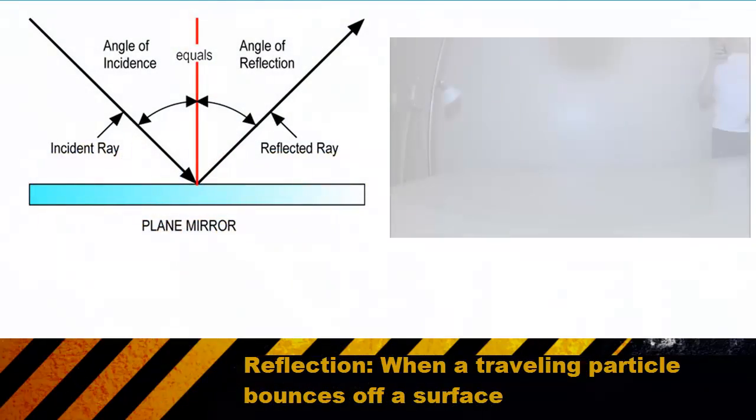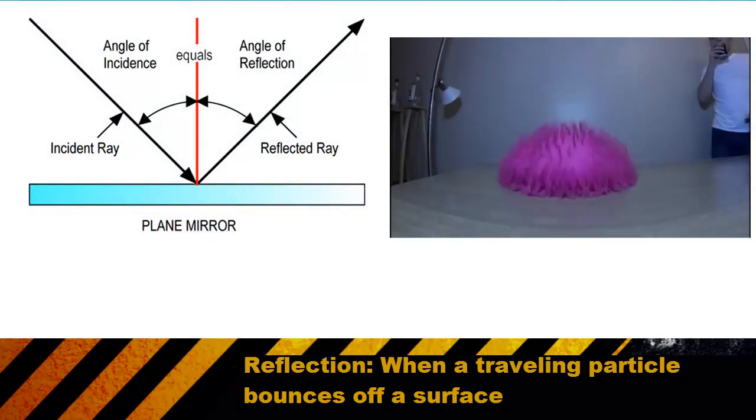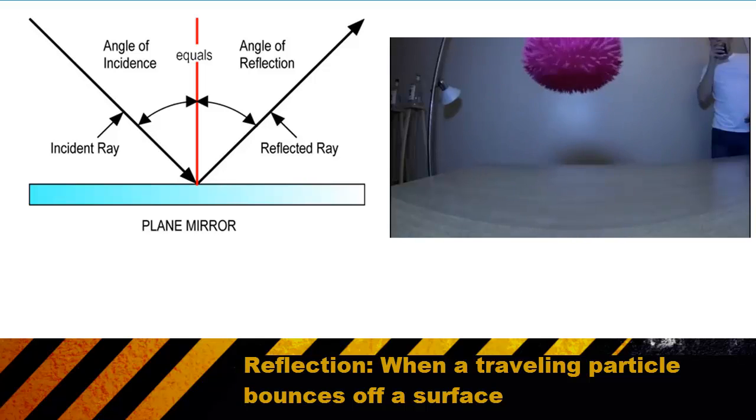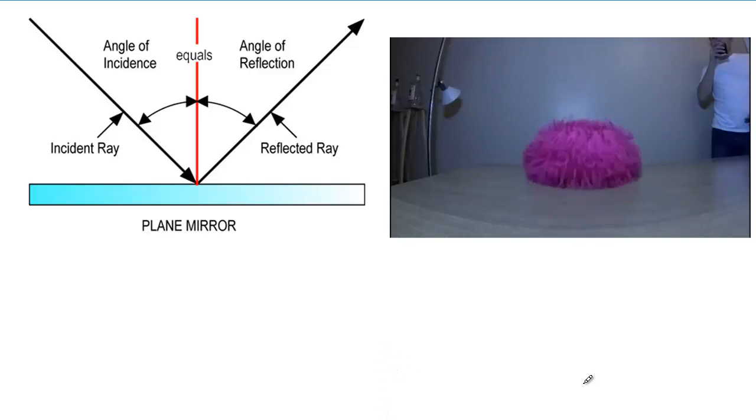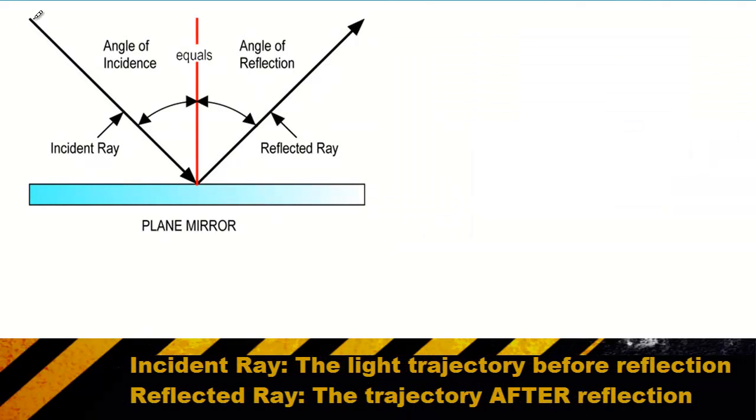Reflection is a process by which a traveling object strikes a surface and then bounces off. The traveling object can be a baseball, or it can be a tiny particle of light. Before we get into the rules of reflection, it's important to be familiar with a few key terms.